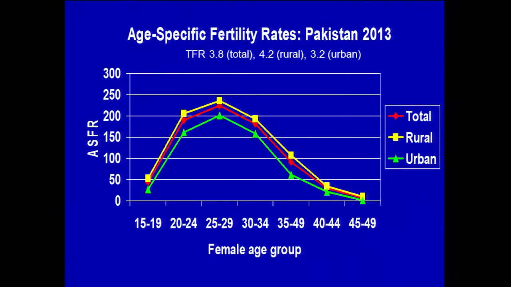And also, as another illustration, these are the age-specific fertility rates for Pakistan in 2013, comparing urban and rural against the total. The total is the red line, and you can see rural fertility rates are higher than urban ones.